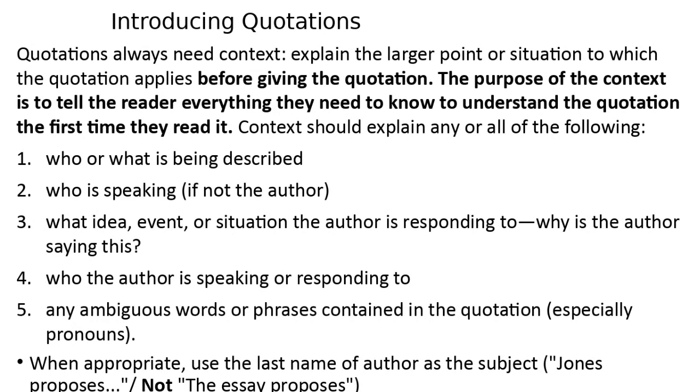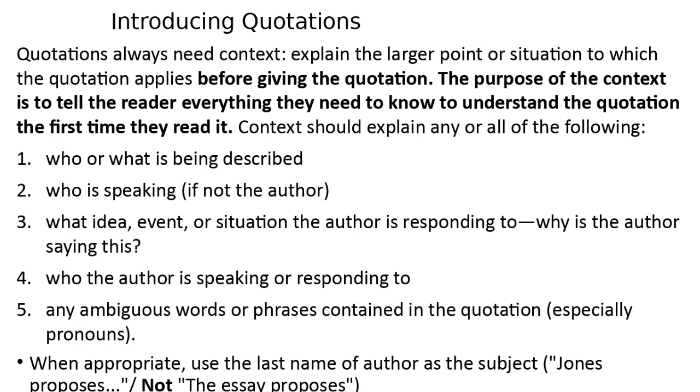The context should explain any or all of the following: who or what is being described in the quotation, who is speaking. I mean, that's a given. That's part of your citation, is letting us know where the quotation is coming from. But in some cases, the author is not the one speaking in the quotation, right? So if you're quoting, for example, something from the movie, you need to say who actually is saying these words.